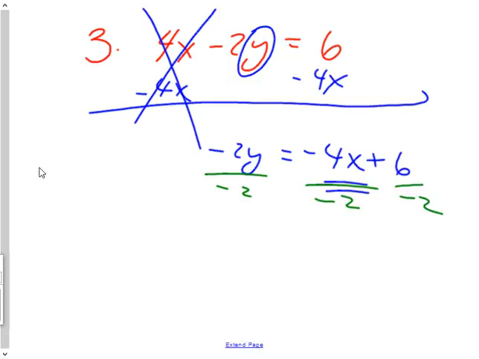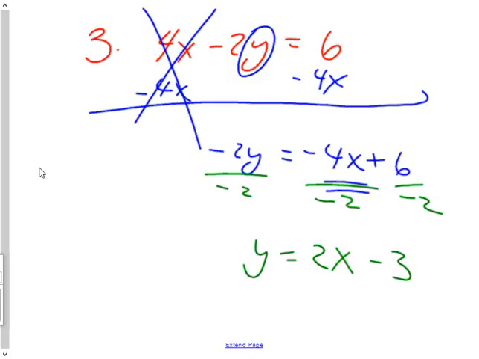All right, so these cancel. And I get y equals, now let's see, this is going to be complicated. I have a negative 4 divided by a negative 2. Positive 2, very good. And then how about 6 divided by negative 2? Negative what? Negative 3 is correct.